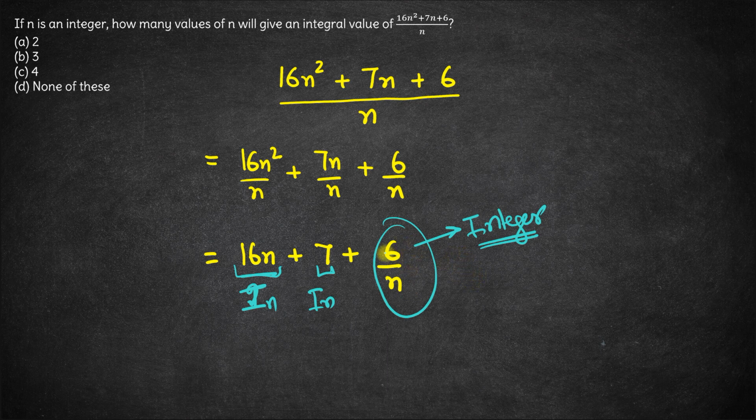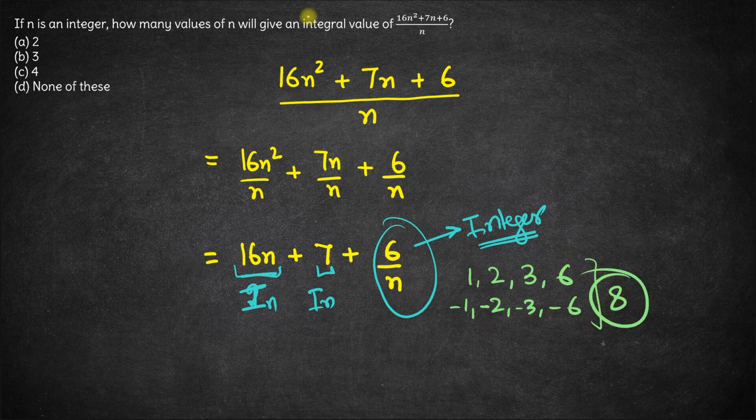So what are the positive factors of 6, or the natural number factors of 6? 6 is divisible by 1, 2, 3 and 6. So the positive values n can take are 1, 2, 3 and 6. Since n can also take negative values, the negative values it can take are minus 1, minus 2, minus 3 and minus 6. So even if n is minus 1, 6 upon minus 1 will be minus 6, which is an integer. 6 upon minus 2 will be minus 3, again an integer. So n can take all these values, 4 positive and 4 negative. So a total of 8 possible values n can take, right?